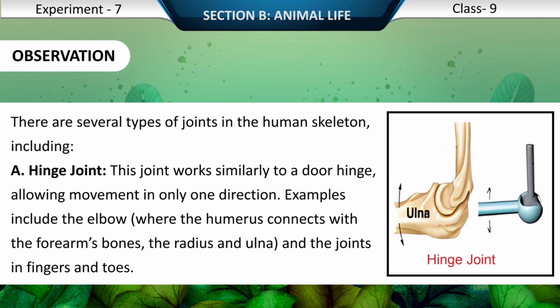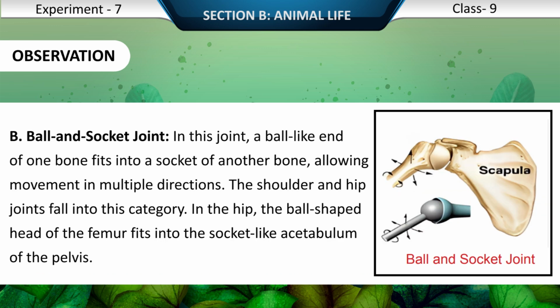There are several types of joints in the human skeleton, including A. Hinge joint. This joint works similarly to a door hinge, allowing movement in only one direction. Examples include the elbow, where the humerus connects with the forearm's bones, the radius and ulna, and the joints in fingers and toes. B. Ball and socket joint.